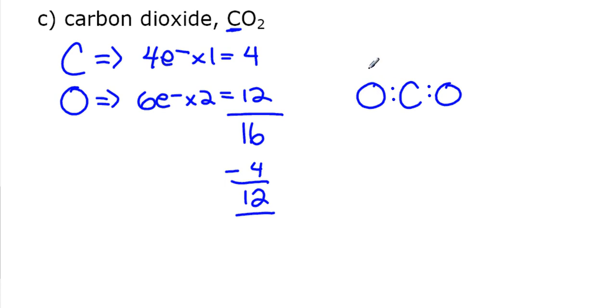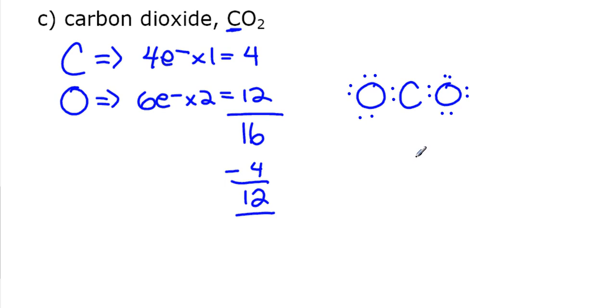So I start with the outside. 2, 4, 6, 8, 10, 12. I've put all of my electrons in. Now I need to check that I have 8 around everything. So 2, 4, 6, 8 around oxygen. 2, 4, 6, 8 around this oxygen. But when I check my central atom, there's a problem. There's 2, 4. So here I need more electrons to make 8 around, but I've used them all up.